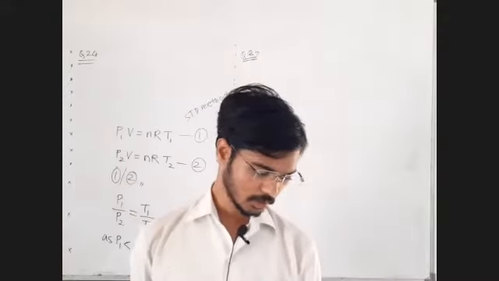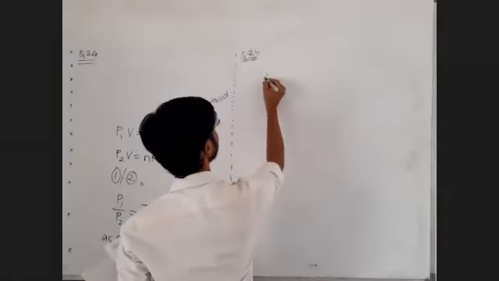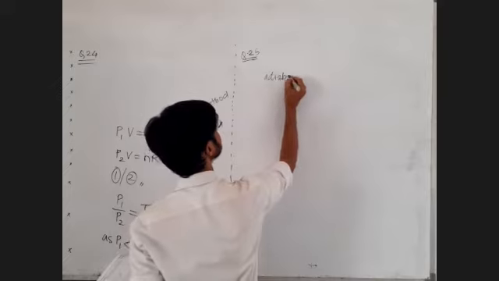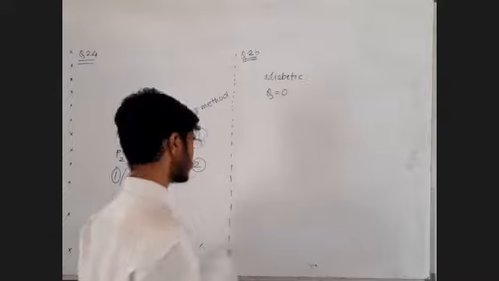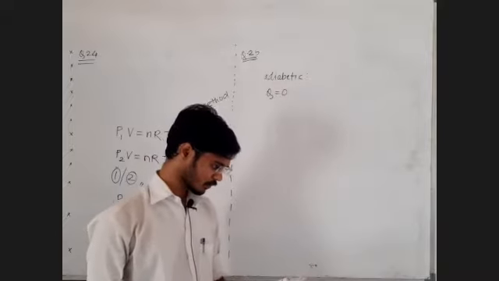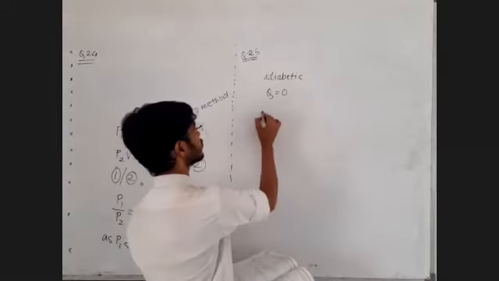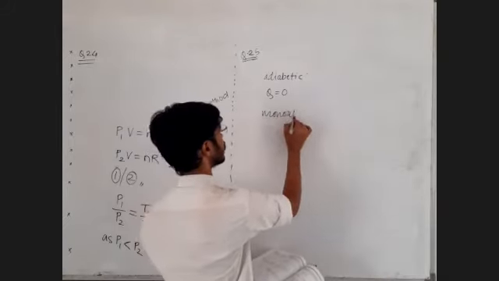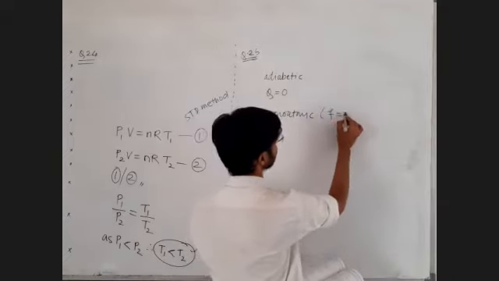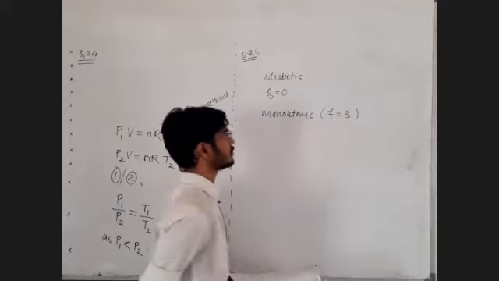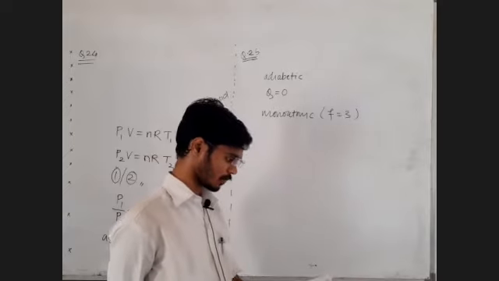You try to extract the data along with me. During an adiabatic change, so the process is adiabatic. Immediately you shall write heat exchange 0. During an adiabatic change for monoatomic gas, we are given monoatomic gas. Monoatomic means the degrees of freedom F equal to 3. This should strike your head immediately that degrees of freedom equal to 3.